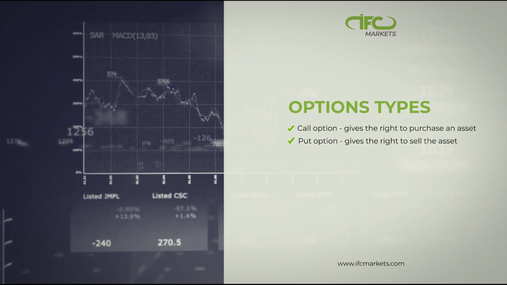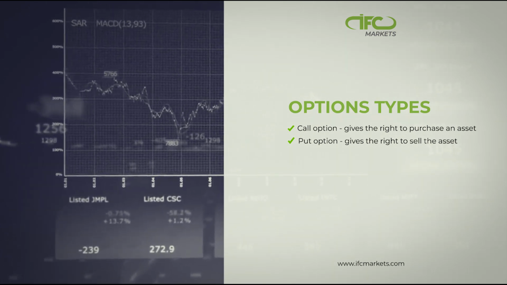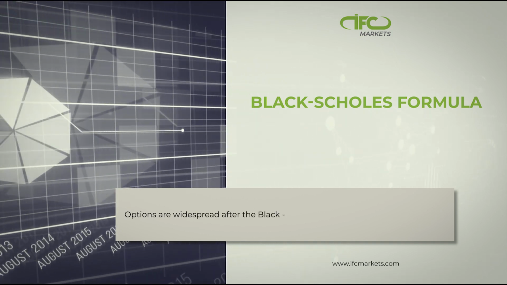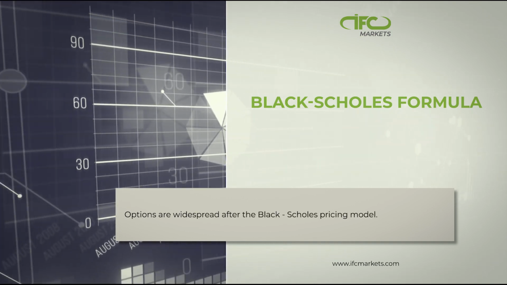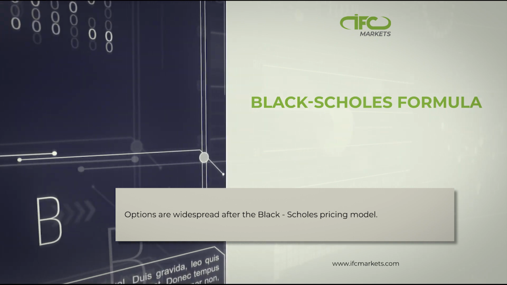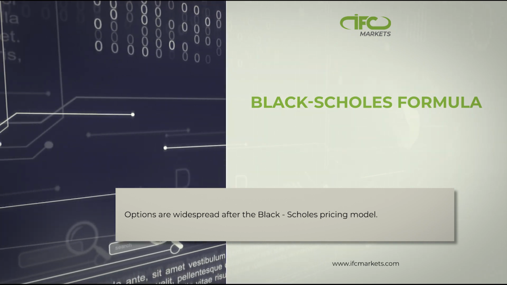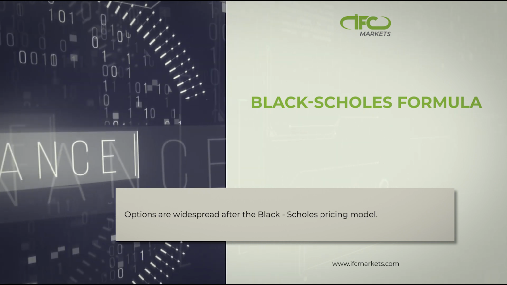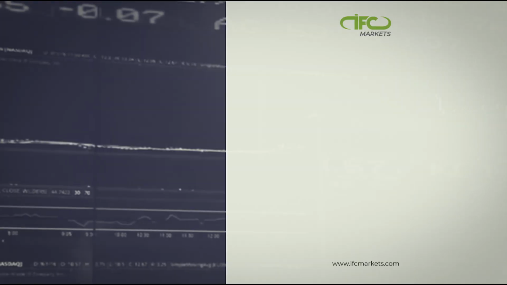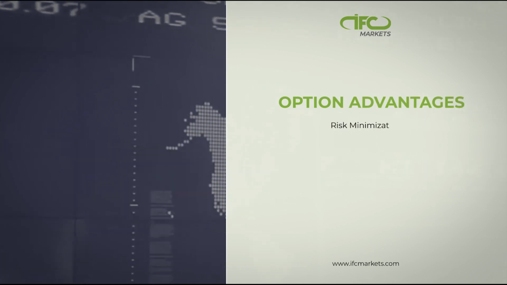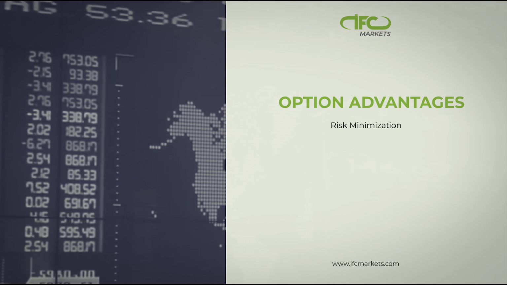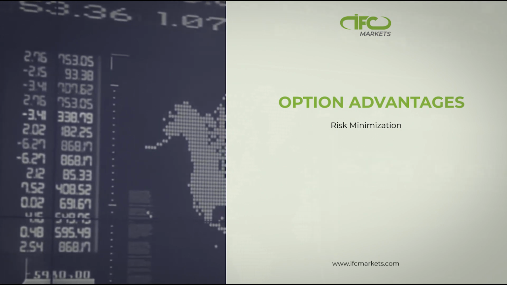Options are more difficult to understand because they are non-linear in nature. In 1973, economists Fisher Black and Myron Scholes created a new financial model that determines the theoretical price of options, and is called the Black-Scholes formula. This formula was the reason for the popularity of these tools. The advantages of options are in controlling risks and the possibilities of implementing high-yield transactions at relatively low costs.